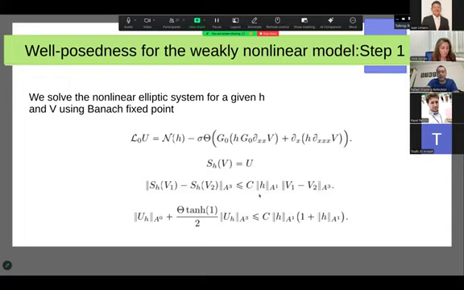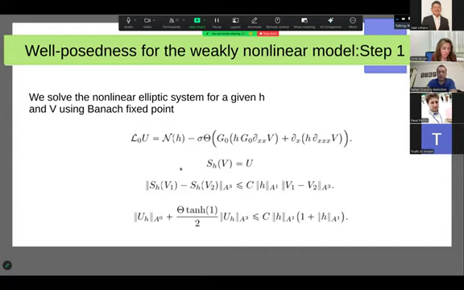And if h in A1 is small enough, we can apply the Banach fixed point theorem, and then we will have that there is a fixed point for this mapping. That means that we have a solution for the nonlinear elliptic operator. And also the solution will satisfy this estimate right here.